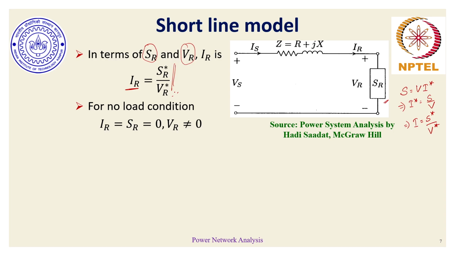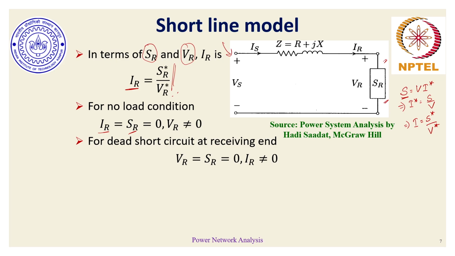Under no load condition, that means there is no load connected to the receiving end, the receiving end current itself is 0. If current is 0, it would mean that the receiving end has no complex power at all, so SR is 0. The voltage, however, need not be 0, because the line is charged and it is getting some infeed from the source end. So potential need not be 0 for no load condition at the receiving end.